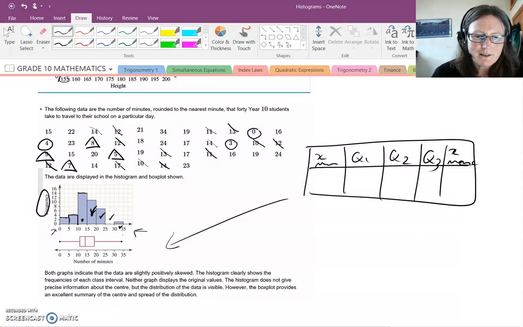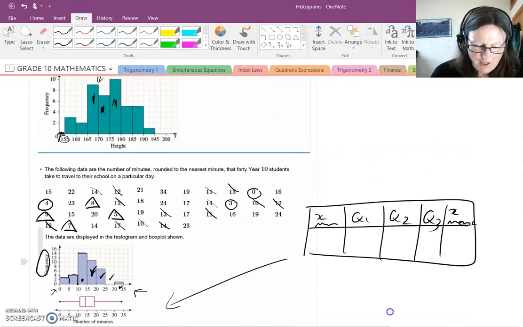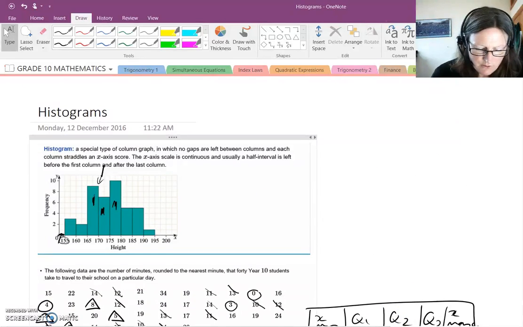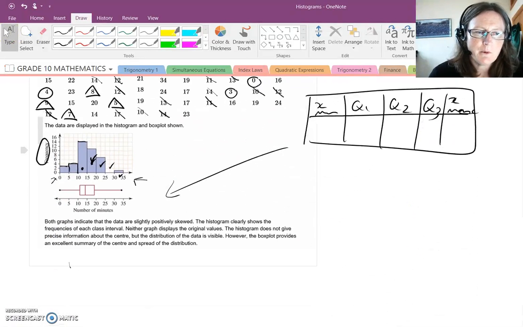It looks like this data is positively skewed. In other words, see the median is towards the left of the box. But also you can see from the histogram that the majority of the scores are in the lower times it took to get to school. So that goes through what a histogram is, how we draw a histogram from the data, and how we can tell whether it's symmetrical or positively or negatively skewed.